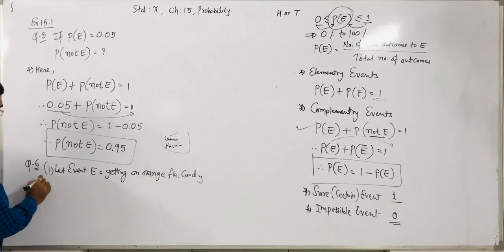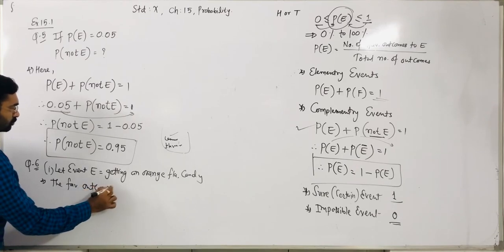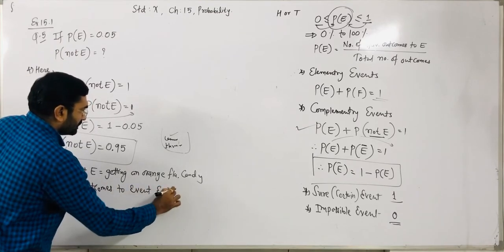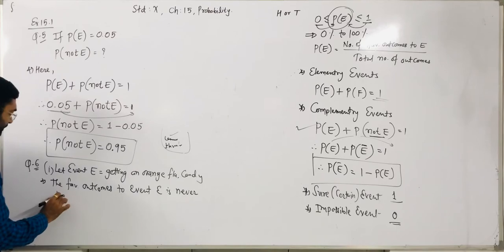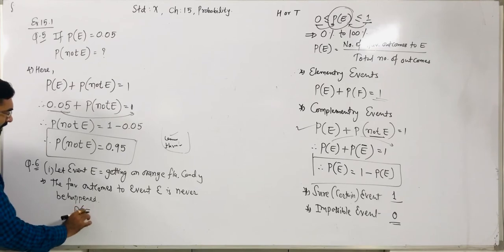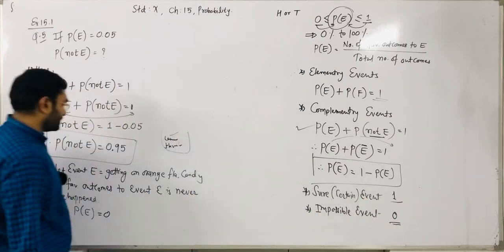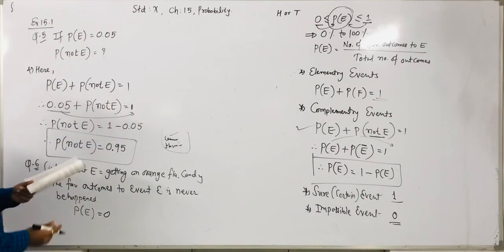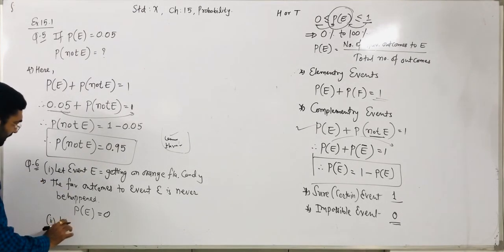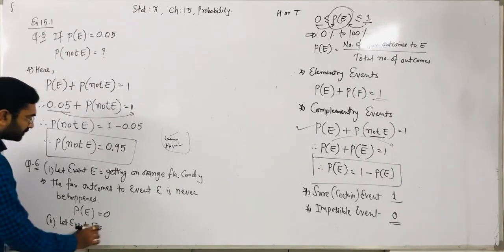So we can say the favorable outcomes to event E never happen. So the probability of an event which never happens is always 0. It is an impossible event. Okay. The second question is also given: a lemon flavor candy. For that, what do you have to do? You have to take the event F. We have to find the lemon flavor candy's probability, so we take the event F.